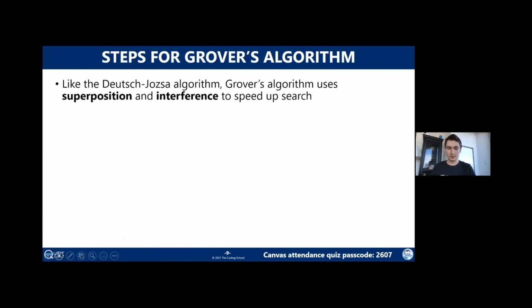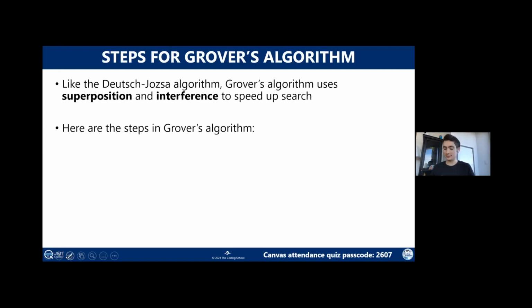Okay, so I will end the poll and share results just for interest's sake. That is kind of our introduction to Grover's algorithm. As I said, the only part left is to talk about the steps of this algorithm. Very similar to Deutsch-Jozsa, Grover's algorithm uses both superposition and interference to speed up search.